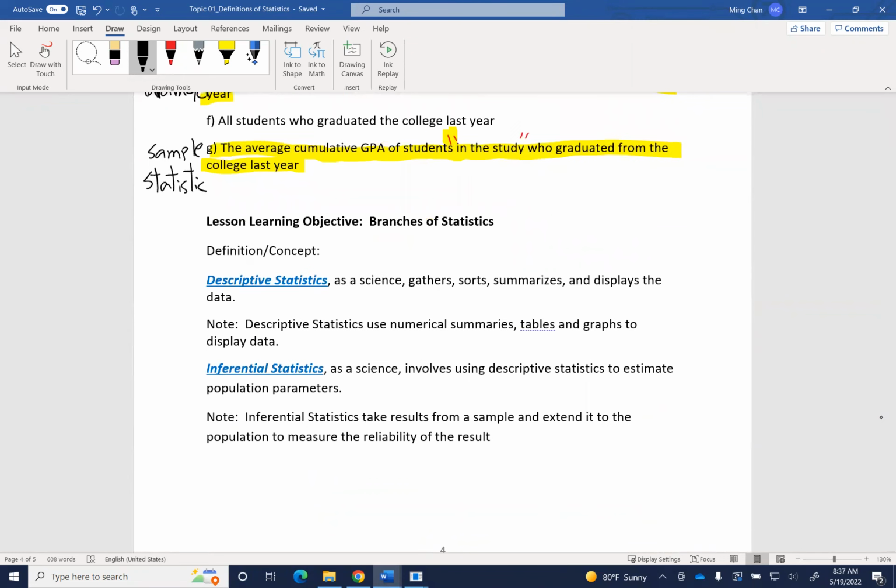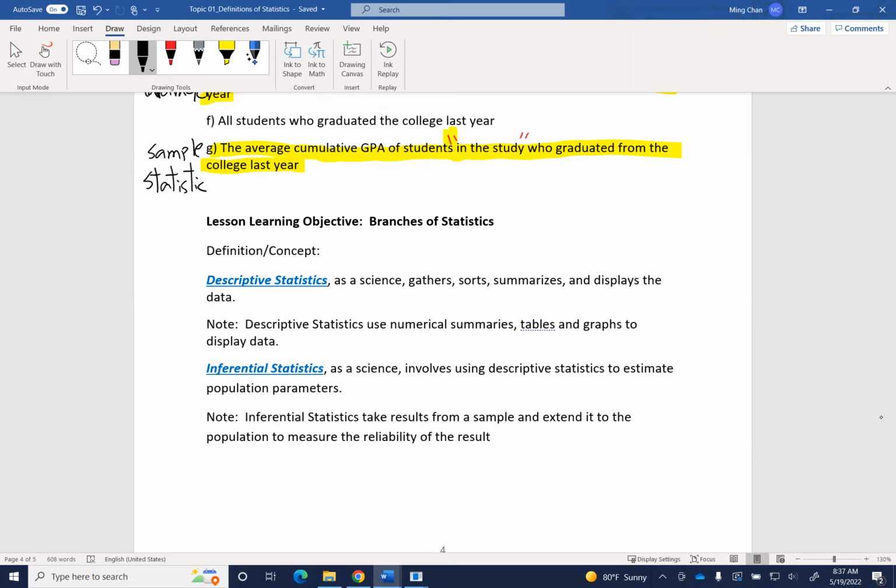All right. Branches of statistics. Okay. There are two major branches. There are two numerical descriptions, parameter and sample statistic. This is about two separate branches of statistics. Okay. Descriptive statistics, as a science, gathers, sorts, summarizes, and displays data. Everything we do to organize, summarize, and gather or collect data, all those are considered descriptive statistics.